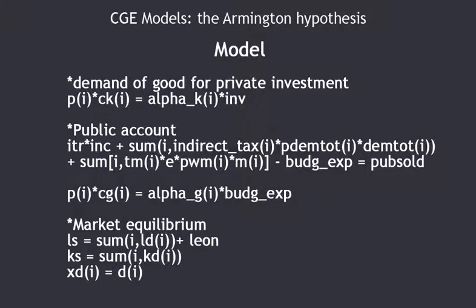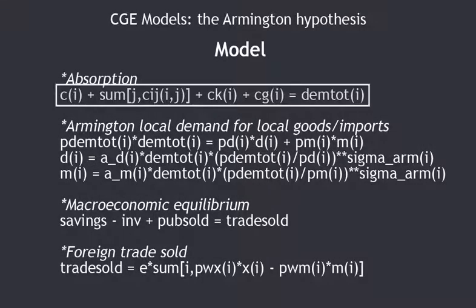So it is as if the public sector maximizes the Cobb-Douglas utility function. And then you've got the market equilibrium block, with equilibrium on the labor market, equilibrium on the capital market, and an equation that I already described, which is the local sales equal to the local demand for local goods. Let's note that the Léon variable has been put on the labor market equilibrium. Then you have the absorption block, which is the determination of total demand in sector I. This is private consumption by households, intermediate consumption, capital goods consumption, and public consumption.